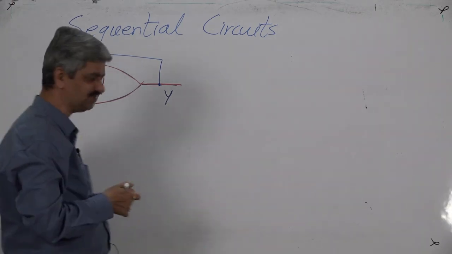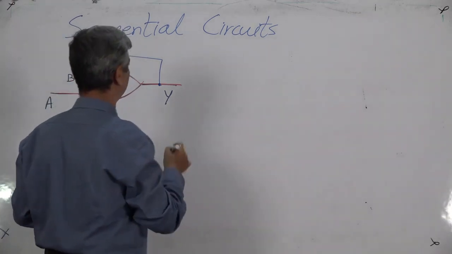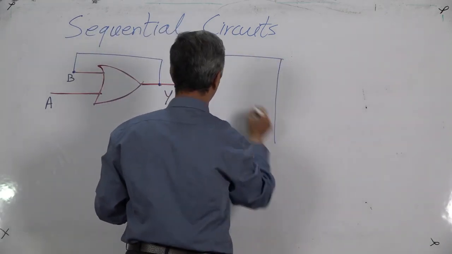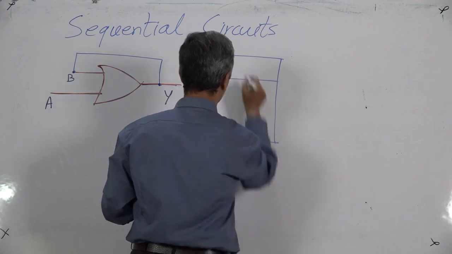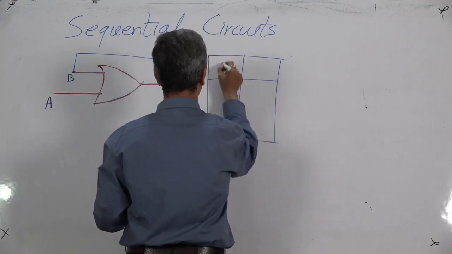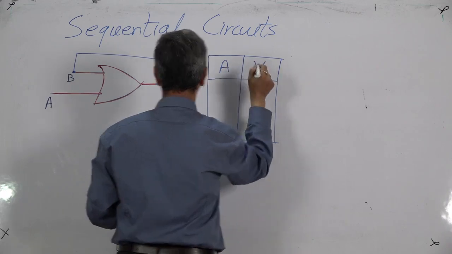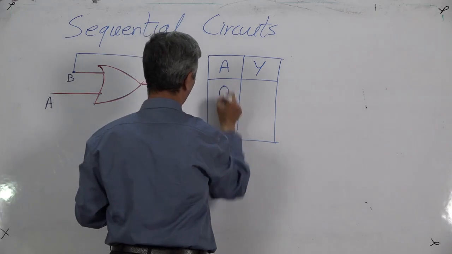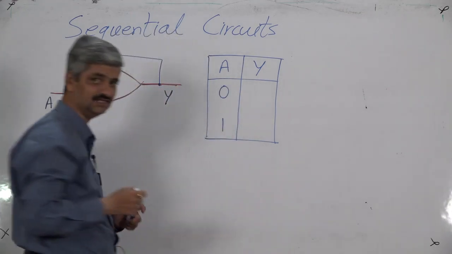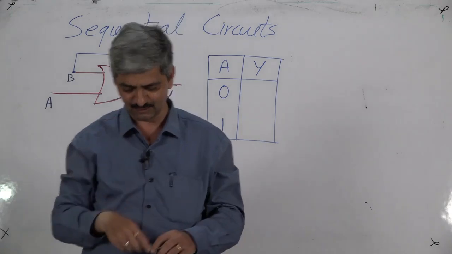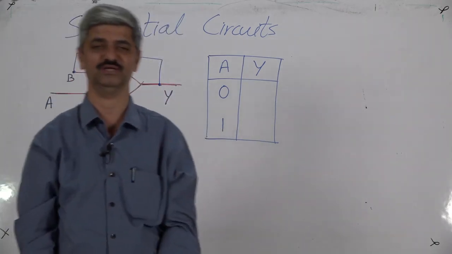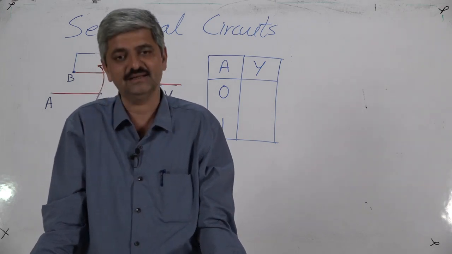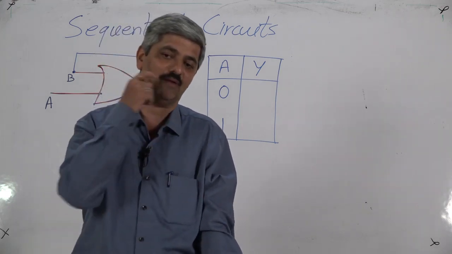So, the question is, write down the truth table for this. In the truth table, B is tied to Y, so the only things that remain are A and Y. What will happen if A is equal to 0 and what will happen if A is equal to 1 is the discussion. Now, you can attempt this question and try to complete the truth table. From where do you start? A wise person will start from A equal to 1.